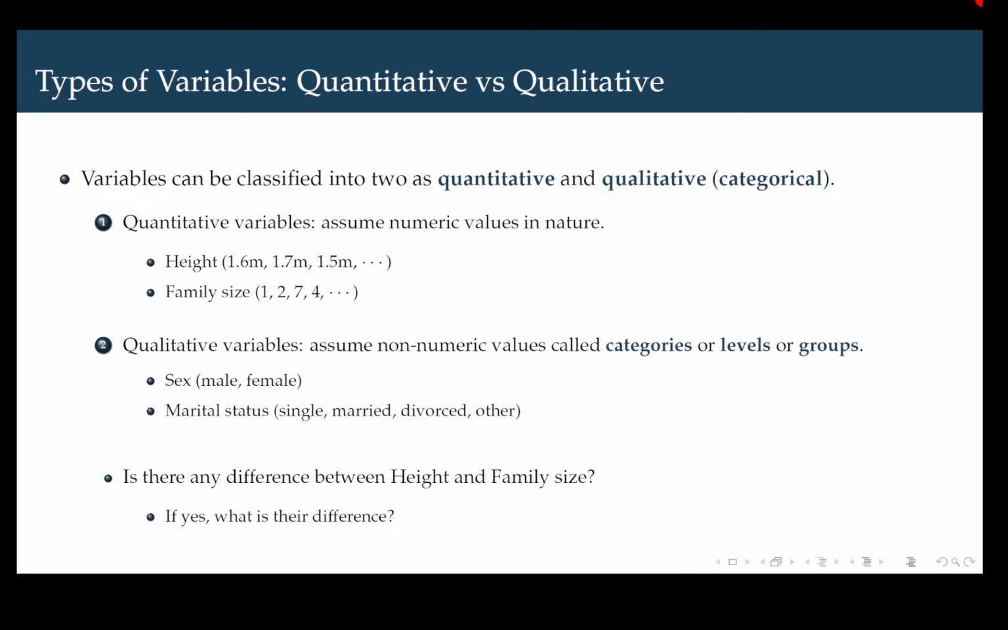But when you come to the quantitative variables, they assume numeric values in nature. Therefore, their values cannot be something different from a number. Height should assume a number, family size should assume a number. Therefore, both of these variables are quantitative variables. Now, if we consider the quantitative variables, we can observe that height can assume any values, including decimals, and family size assumes only whole number values, or values that can be obtained by counting.